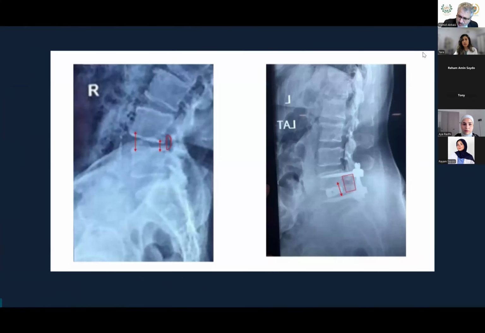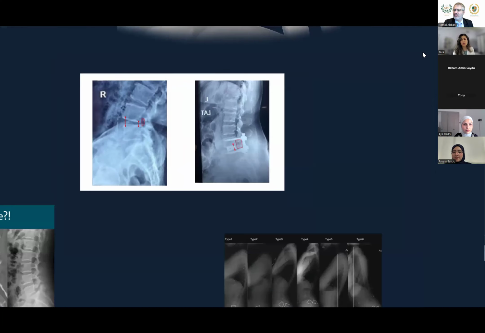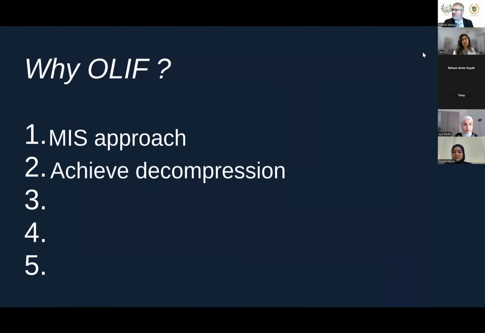As we look at this picture on the left-hand side, you see the grade 1 spondylolisthesis between L4 and 5, and the foramen is well compressed and narrowed, and the body is pushing, giving somehow a look of a nutcracker's spine. And on the right-hand side, 1 level OLIF, restoring the height of the disc space and indirectly decompressing the foramen, having a very wide window. So why OLIF? Because it achieves decompression well.